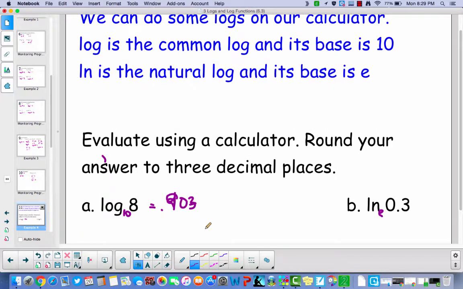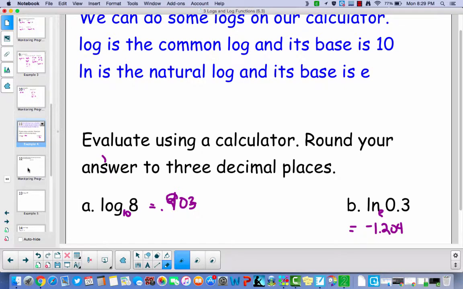Same thing with a natural log. You're going to use the natural log key. It's just a little to the left of the 4. Do the natural log, put in 0.3, hit enter, and you get that this is equal to -1.204. If you took that value of E that we came up with yesterday and took it to the negative 1.204, you would get approximately 0.3.